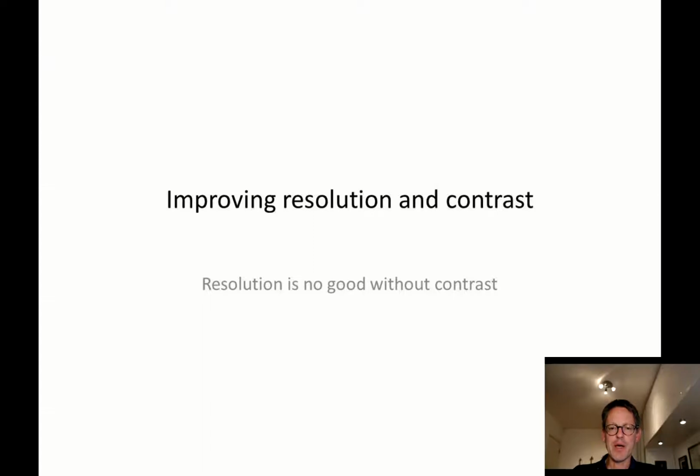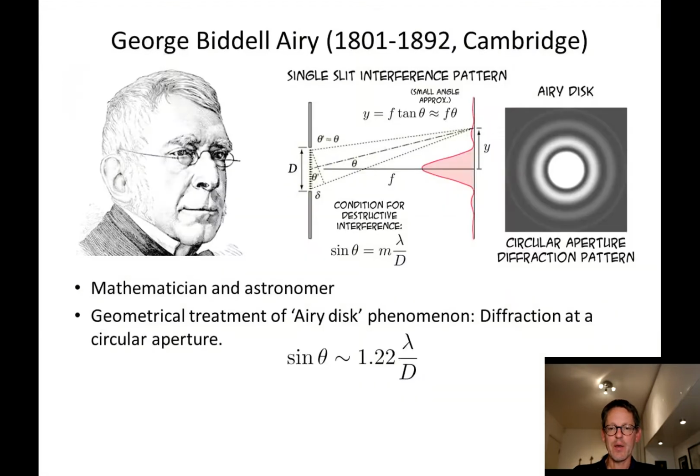So in this part, I'm going to continue to take you through improvements that were made in microscopy technology to improve the resolution and the contrast of the images that you can obtain with these microscopes. An important person is George Airy, who was partially in Cambridge.